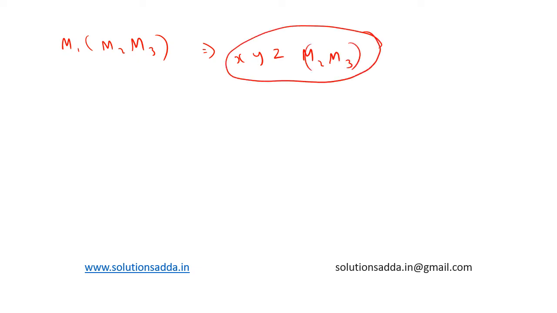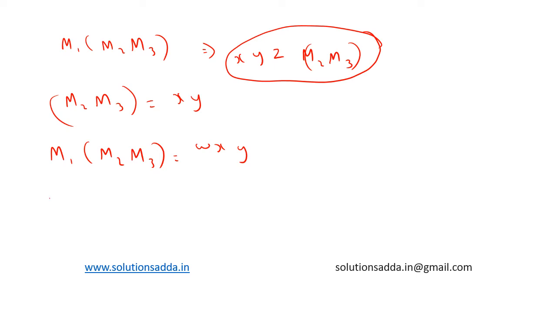Now the product of M2 followed by M3 will be of dimension XZ, and when multiplying it with M1, the multiplication would be M1, M2, M3. That would give WXY. So in total M1 into M2, M3 will be giving us a total multiplication of XYZ plus WXY. This is the second one.